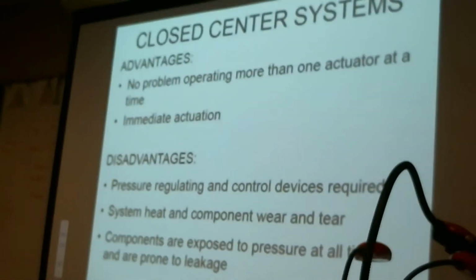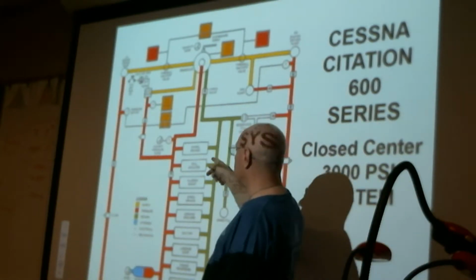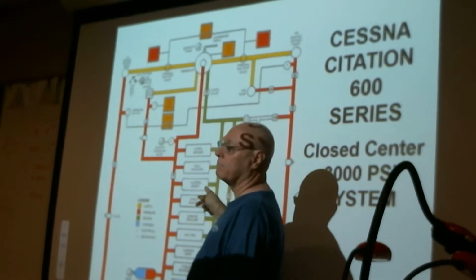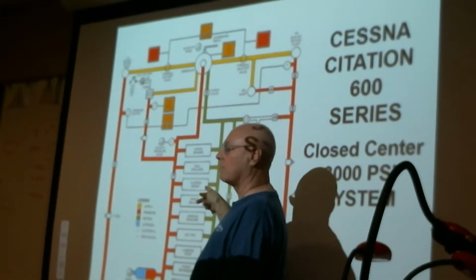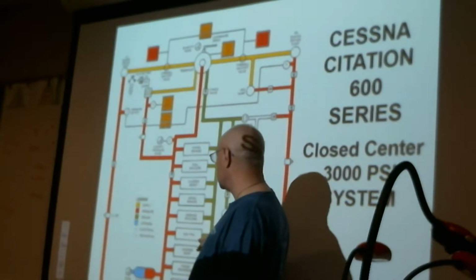Let's take a look here. Here's a Cessna 600 series Citation. Now we've got a lot of components that are hydraulically actuated. We've got a dependent brake system. We've got roll spoilers and aileron boost that uses hydraulics for aileron control. Speed brakes and ground spoilers.